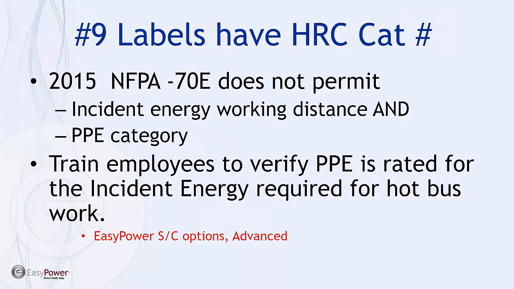We still see people with labels that have HRC categories on them. 2015 NFPA 70E does not permit incident energy and working distance. Even if you do have incorrect labels and you haven't had time to make the changes, my recommendation is to train employees to understand what the label represents and still take steps and a timeline to replace the labels.